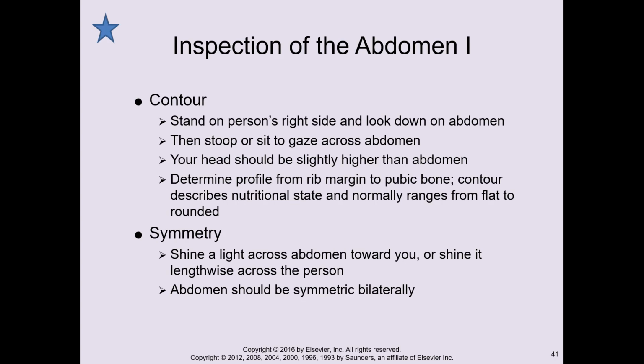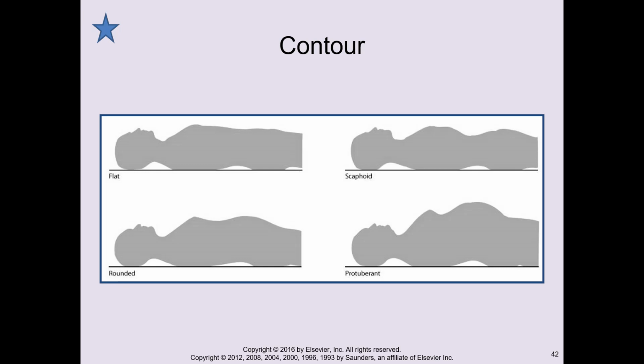As with all assessments, you start with inspection of the abdomen. You're really looking at the contour, and there are 4 specific contours that are mentioned in your Jarvis text. You're looking for symmetry. If you shine a light across the abdomen towards you or lengthwise across the person, you should see it as symmetric bilaterally.